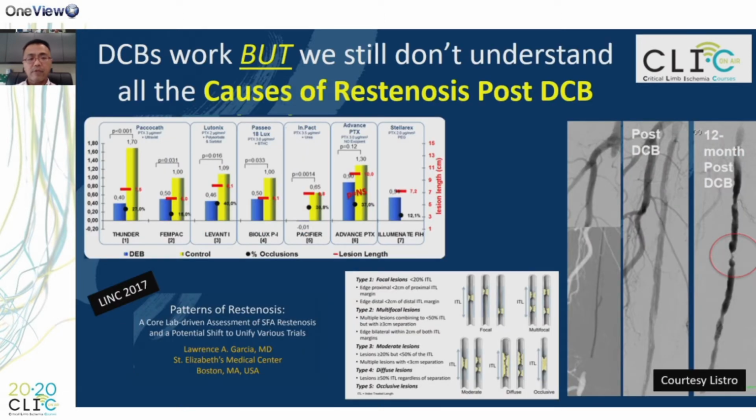Next slide, please. Well, DCB works in the SFA, but we don't really understand the causes of restenosis. There hasn't really been very good analysis. This is some work done by Dr. Lawrence Garcia, but yet to be published. And we do know that after DCB, there is restenosis. Could it be due to calcium, geographic miss? Next slide, please.